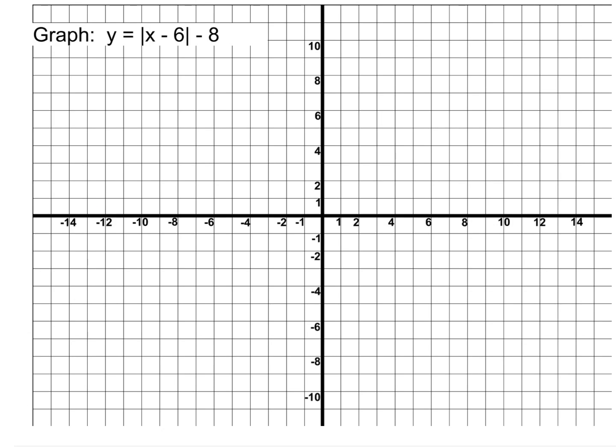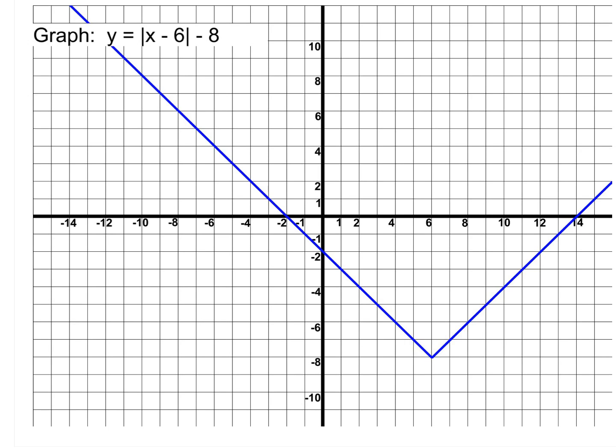In order to start looking at graphing, I'm actually going to have us start with this problem. So please start on your own paper by graphing y equals the absolute value of x minus 6 minus 8. All right, so this is what you should end up with for our graph here.